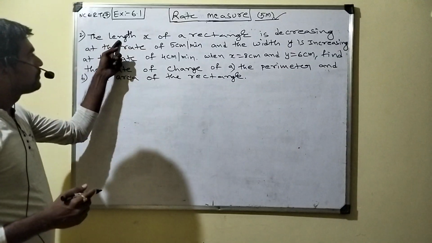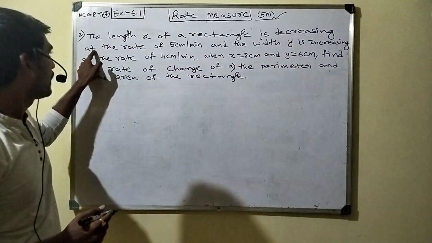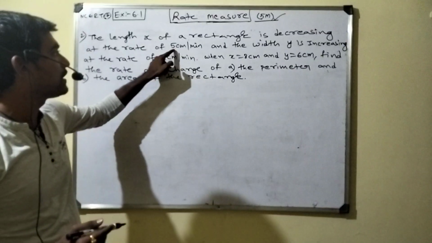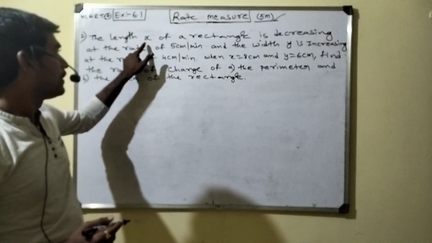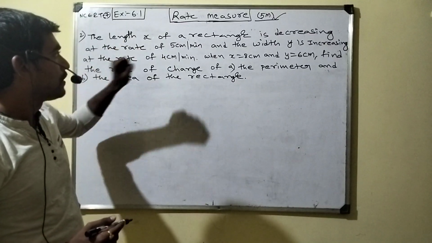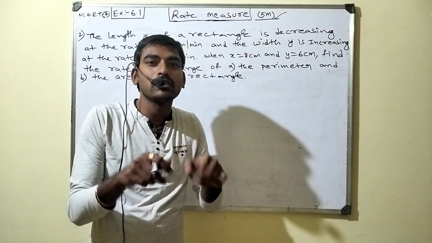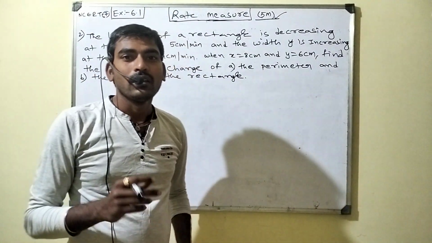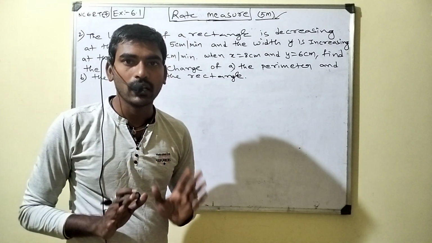The length x of a rectangle is decreasing at the rate of 5 centimeter per minute. What are they telling? The length x of a rectangle is decreasing. Decreasing means we should always take the negative sign. Increasing means positive sign. I hope we have clarity on this.